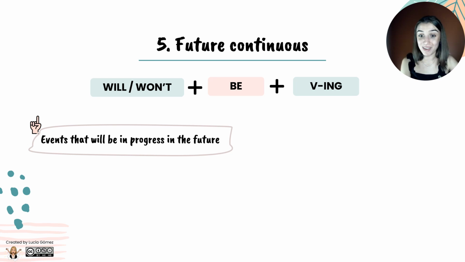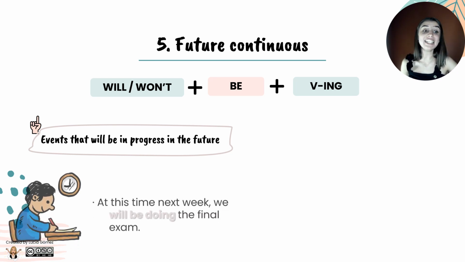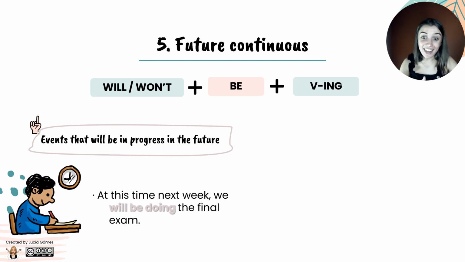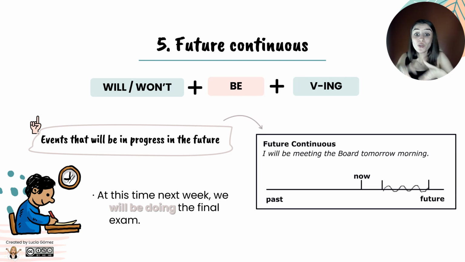Y ya he metido también la traducción en español. If I say something like, at this time next week, y cuidado con esa pista que es muy común del future continuous, at this time next week, we will be doing the final exam. So if I ask you, how do you imagine people do it there? You're going to imagine people doing the exam. Te imaginarás a la gente ahí, dale que te pego haciendo el examen. Pero estamos hablando de algo que será continuo, que estará en progreso en el futuro.